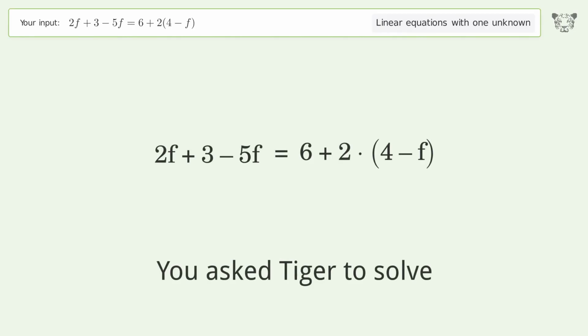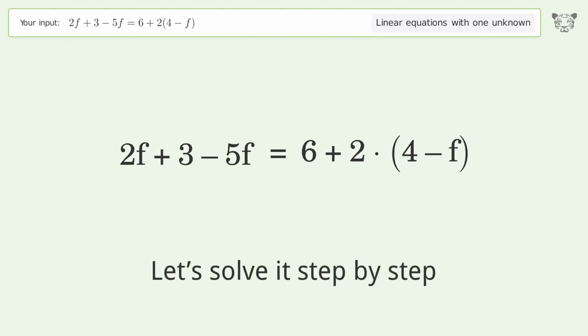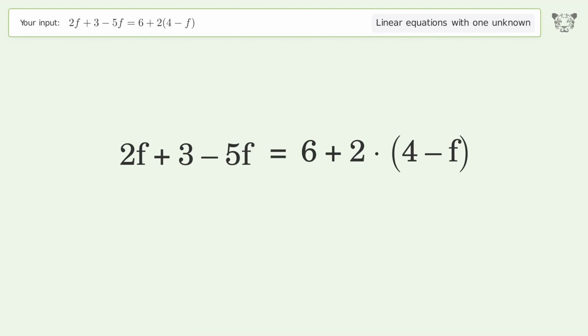You ask Tiger to solve this. This deals with linear equations with one unknown. The final result is f equals -11. Let's solve it step by step. Simplify the expression. Group like terms.